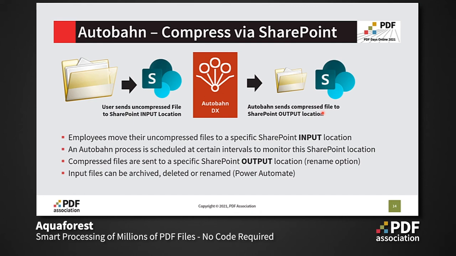The input files are still there at the end of that process, so they could be archived, deleted or renamed, and platforms like Power Automate could be used to achieve that. Likewise, if people don't want to wait or don't want to permanently check their output folders, one could automate to say, we send an email every time a compressed file arrives in a particular output folder.